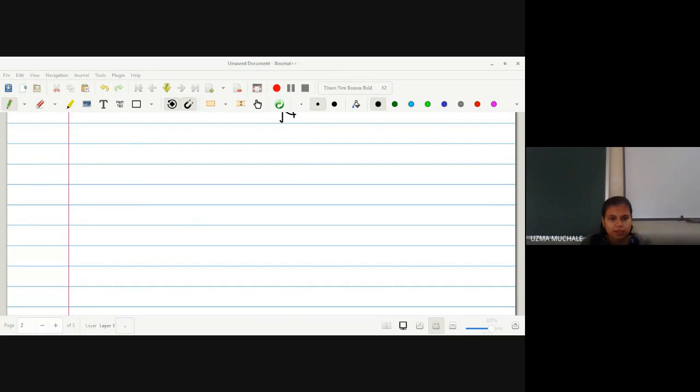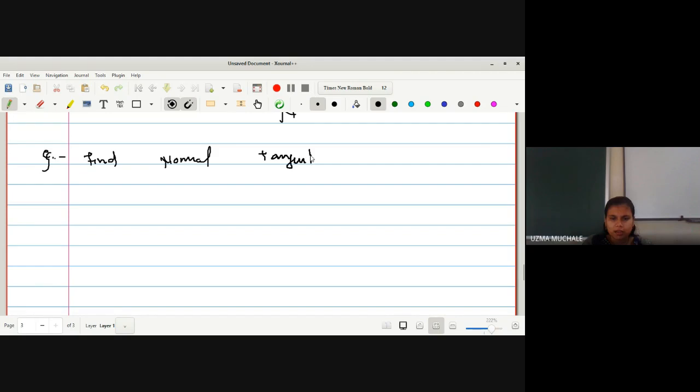Okay, let us work through an example. Let us take the first example: find normal and tangent vector field on the sphere. The notation for the sphere is a summation, and the sphere is given as x1 square plus x2 square plus x3 square is equal to some r square.